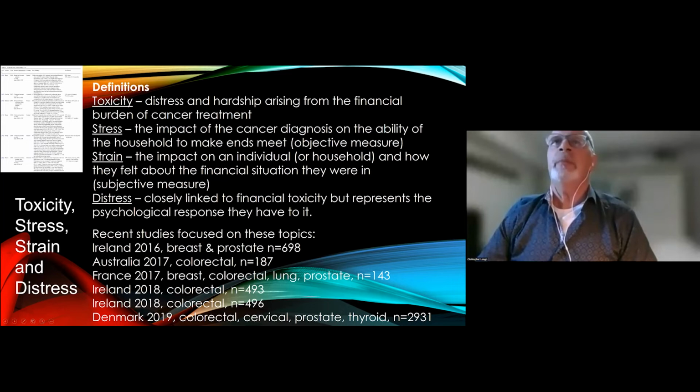This is actually from the paper we did, looking at some of these papers and the publication. So this is a summary of it. In essence, toxicity, by the definition we're using for financial toxicity, is distress and hardship arising from the financial burden of a cancer treatment. Stress is the impact of the cancer diagnosis on the ability of the household to make ends meet, more of an objective measure. Then strain is the impact on an individual or household and how they felt about the financial situation they were in, more of a subjective measure. And finally, distress, closely linked to financial toxicity, represents the psychological response they have to it.